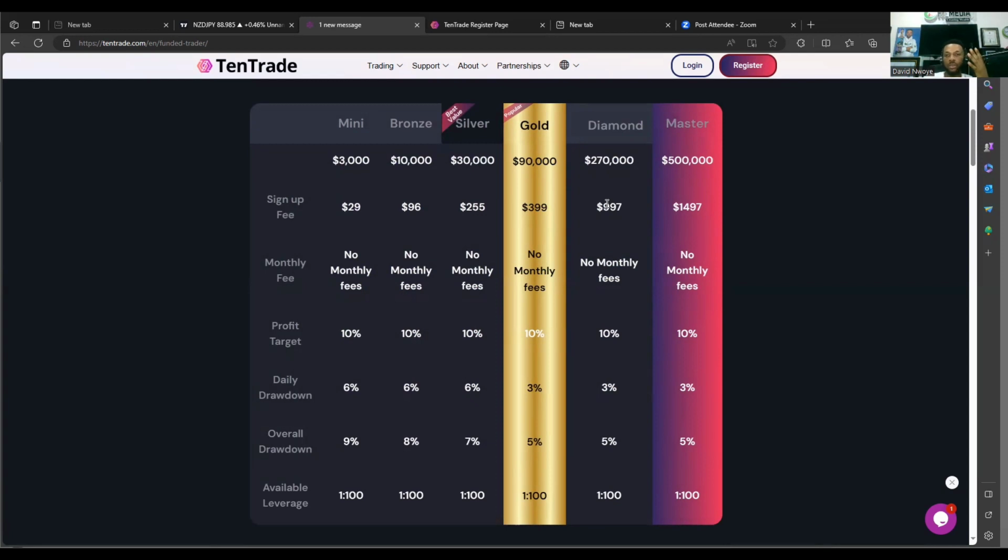Then the 270K, and the $100,000. Wow, this is a big one, $997. We have the $500,000. Wow, a lot of money, and the sign up is $1,497.